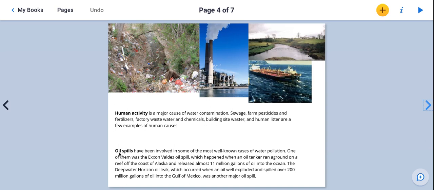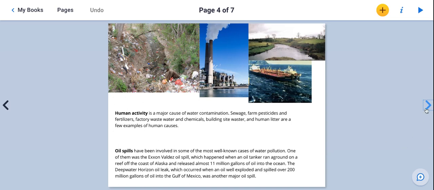Another big form of water pollution is oil spills. This is an oil tanker. And sometimes when they're transporting oil across the world, oil can be spilled from the oil tankers. One of the most famous oil spills in the world was the oil spill of the Exxon Valdez, in which 11 million gallons of water was spilled into the ocean.